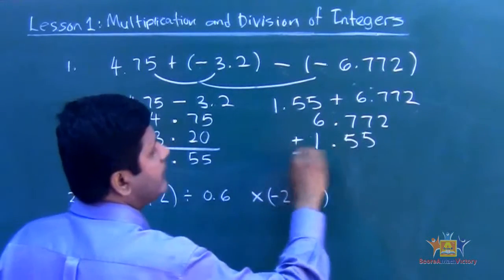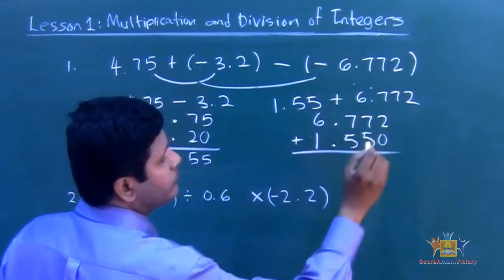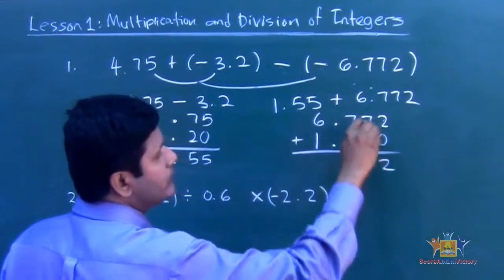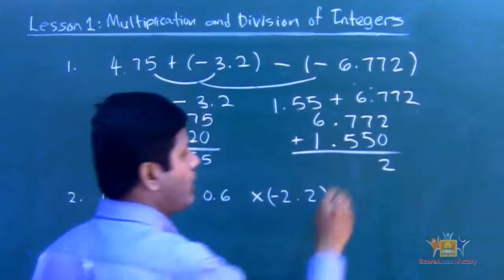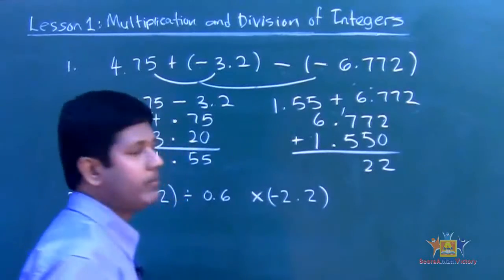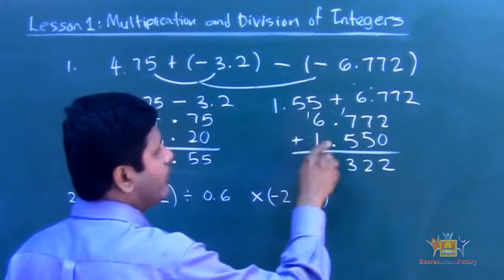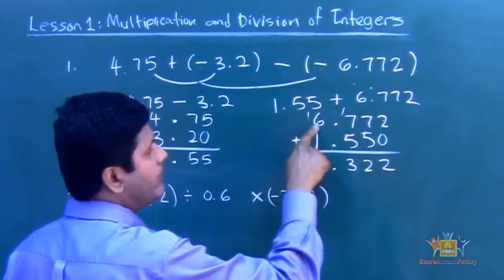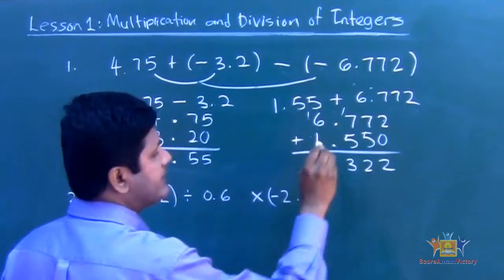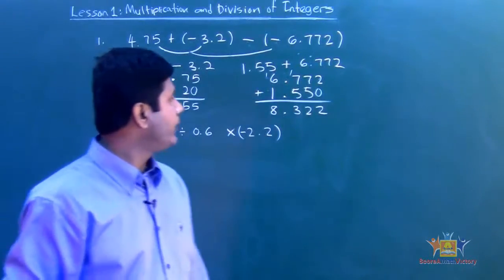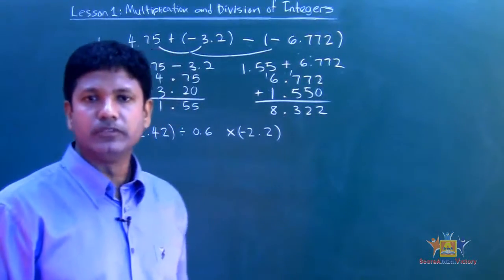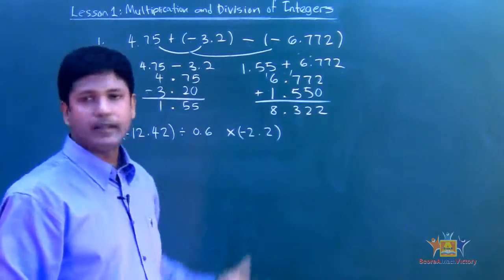155. Add them. 2, let's put a 0 behind it. 2 plus 0 is 2. 7 plus 5 is 12. Okay, put 2, carry 1. 1 plus 7 is 8. 8 plus 5 is 13. So I put 3, carry 1, see the decimal, bring it down. 1 plus 6, 7. 7 plus 1 is 8. So that gives you 8.322. See that? Okay, that's it right there.